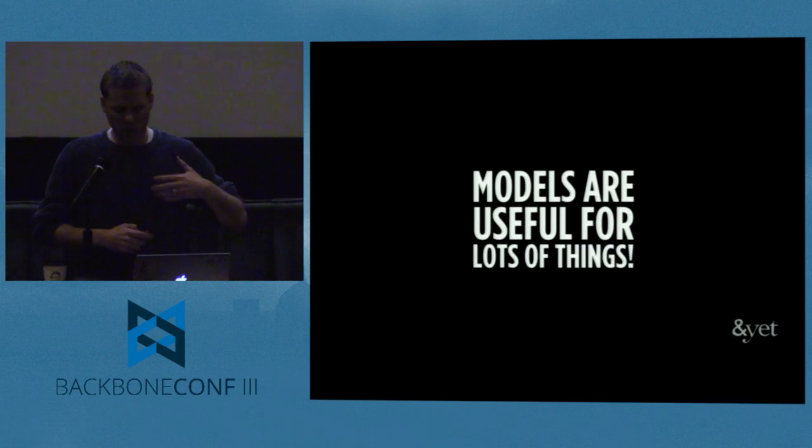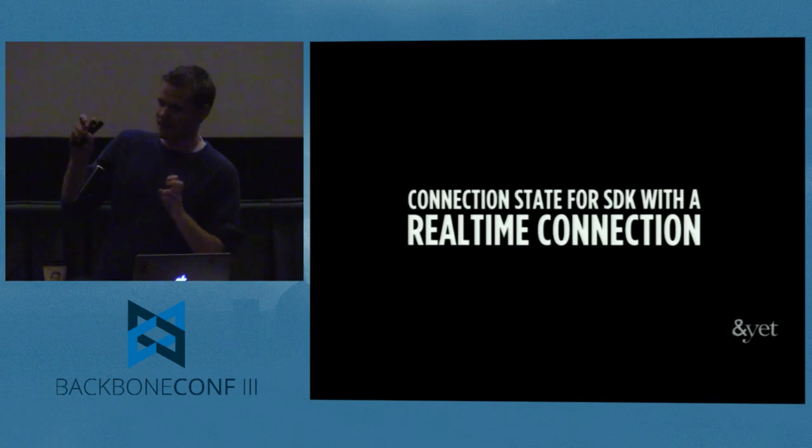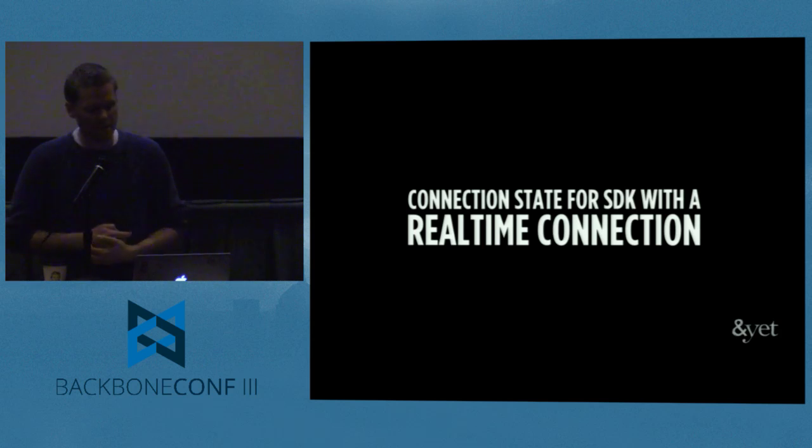One good example of this is the fact that models are useful for modeling other things, right? Say you're building, hypothetically, an SDK that has a real-time connection of some sort, and you're managing its state. It's a perfect use case for a model. You want to be able to set what the current state is. It could be connecting, connected, trying to reconnect, disconnected, etc. Ideally, you just want some little observable object that you can set a state on, watch for changes to, and react accordingly. So that's a really useful use case, right?